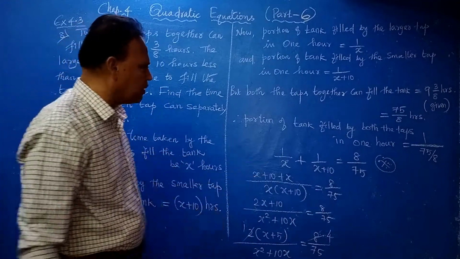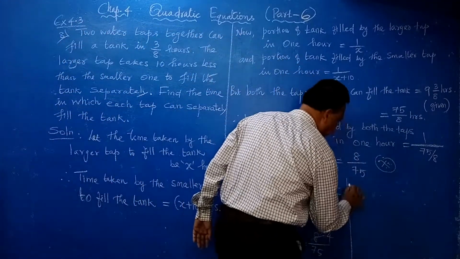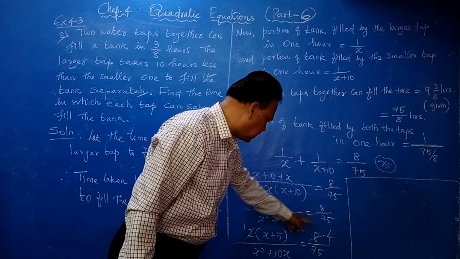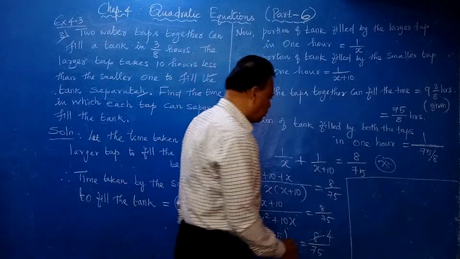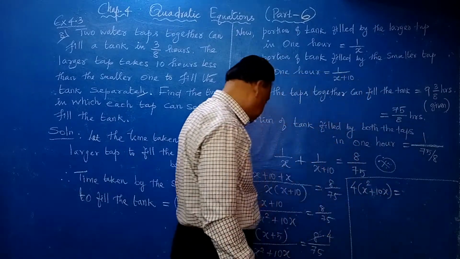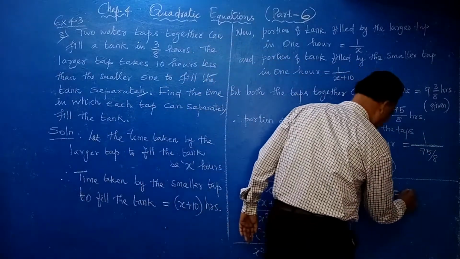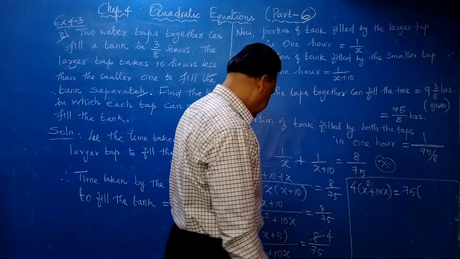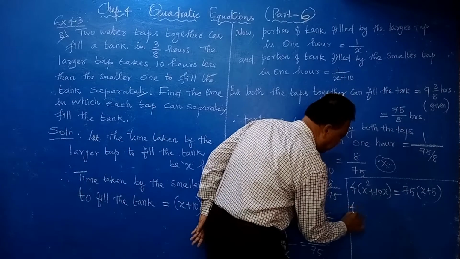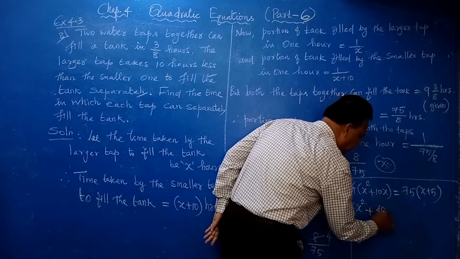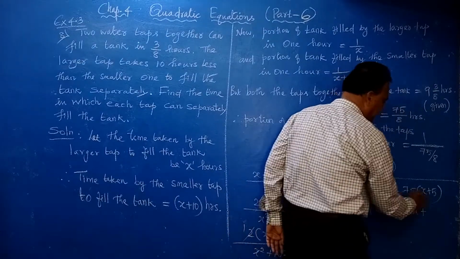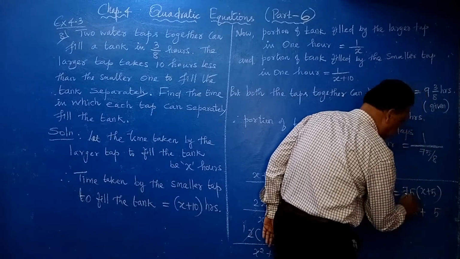Now you do cross multiplication. X squared keep always on the left hand side, that is 4 into x squared plus 10x is equal to 75 into x plus 5. Now multiply: 4x squared plus 40x is equal to 75x plus 75 into 5. 5 into 5, 25, carry 2, 375.